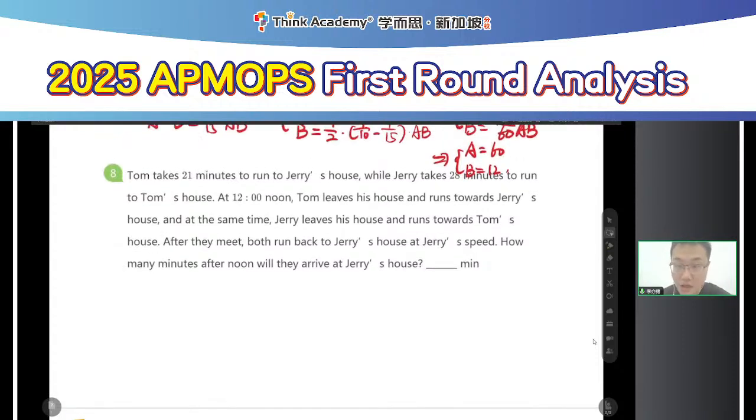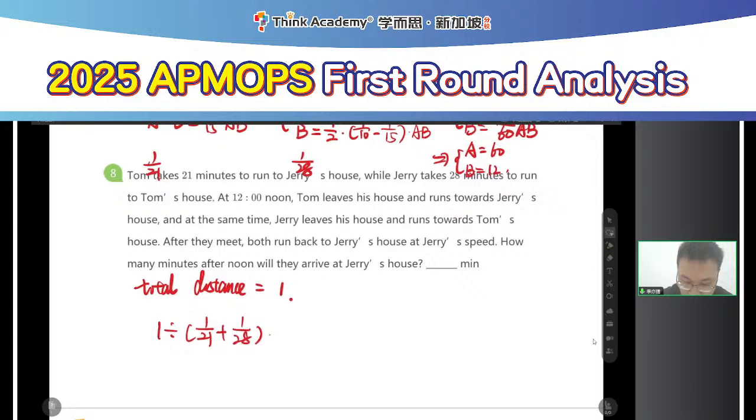So question 8. Question 8 is also easy, right? You just know that the total distance we label as 1. So now the speed for Tom is 1/21. Speed for Jerry is 1/28. So now the meeting time is the total distance divided by the sum of their speeds. If you calculate this, you find out the sum is 1/12.